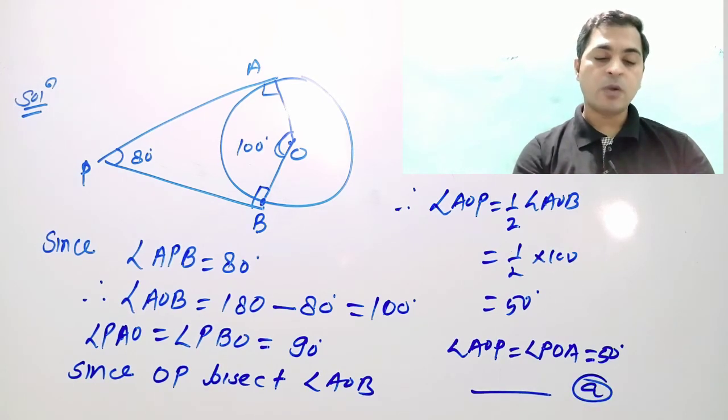So which option holds here? Option A holds. So which one is correct? A is 50 degree. Now students, moving to the next question.